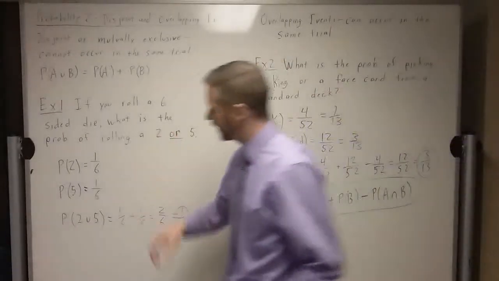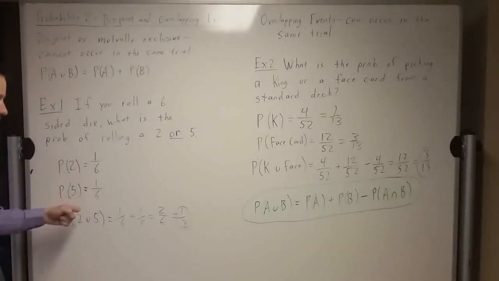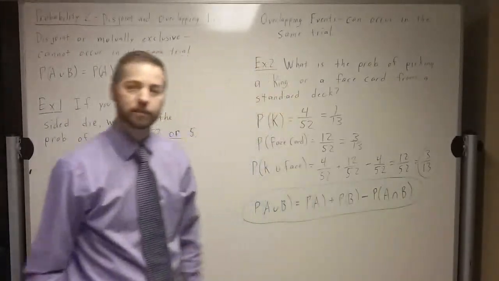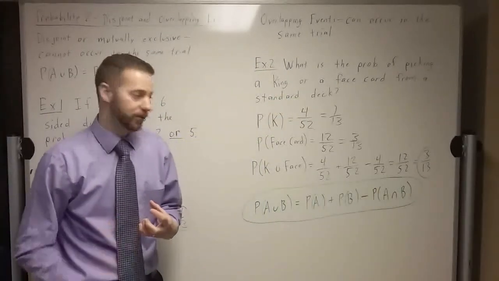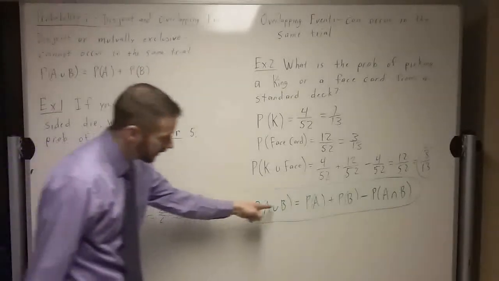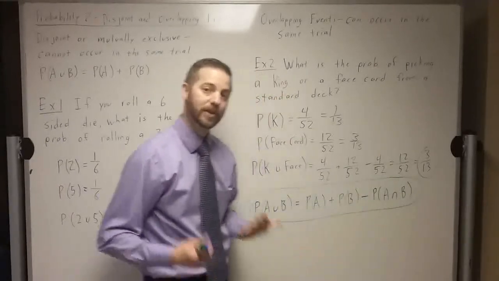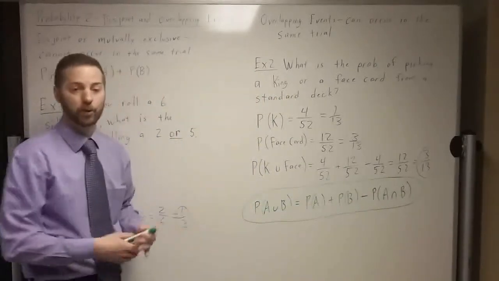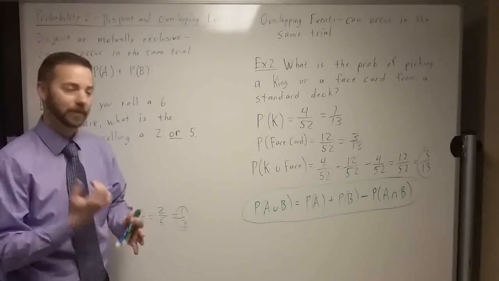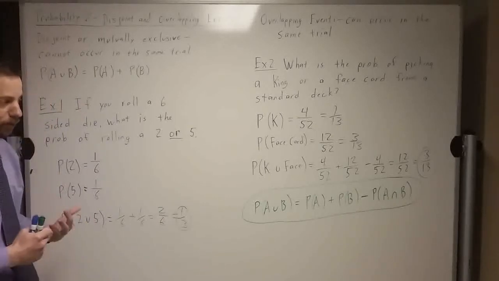Because if I go back to this, the probability of a 2 is 1/6. The probability of a 5 is 1/6. What's the probability of rolling a 2 and a 5 at the same time? It can't happen, so that means the probability of that part is 0. And so this formula still works, it's just this part is 0 because there isn't any probability of rolling the die and getting a 2 and a 5 at the same time. It's not possible. So that gives us the idea of what happens when we have OR.